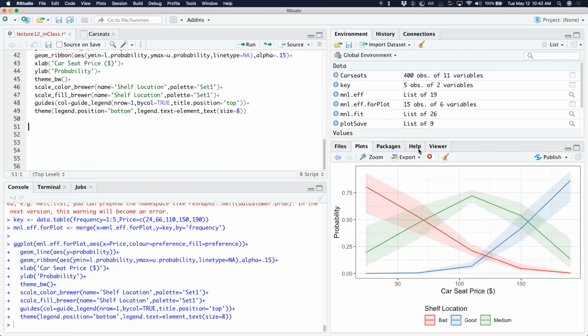And so these are the 95% confidence intervals for the probability associated with the outcome at different levels.